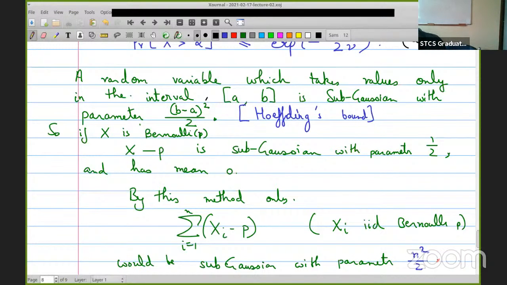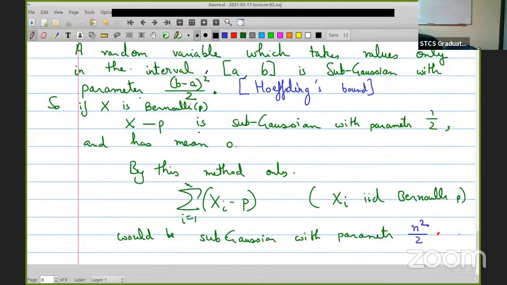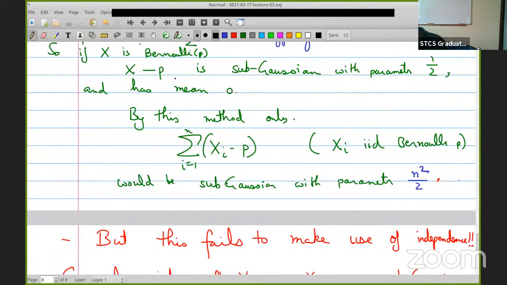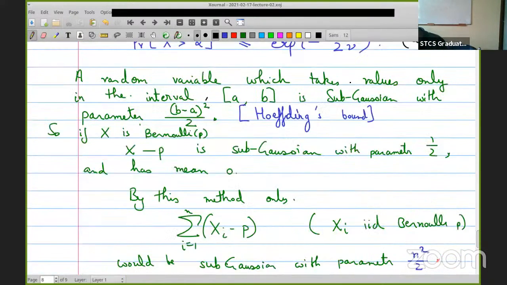But assuming this, we see that we are in good shape. If X is Bernoulli(p) and I look at X minus p, it is a mean 0 sub-Gaussian variable with parameter 1/2, just by applying this Hoeffding bound, right? Because its values are bounded between minus p and 1 minus p, so b minus a is 1. And so by this method itself, when our X_i were i.i.d.